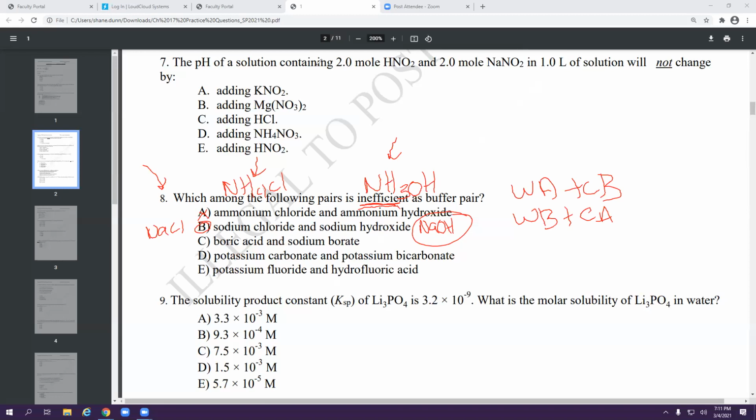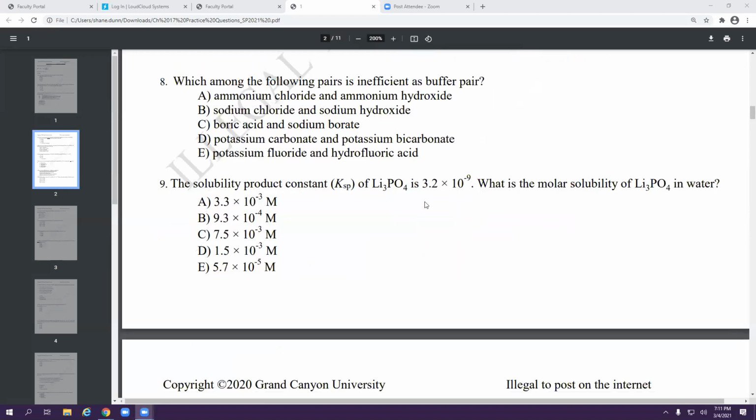Okay, I'll do that one pretty quickly because I want to spend more time on number 9. This is the first time we're dealing with Ksp. Ksp is the solubility product constant. Let's break this word down. What side of the equation is it looking at? The product side. K for constant, right? And what does the SP stand for? Solubility. What does solubility mean? How likely is it to dissolve in water, right?